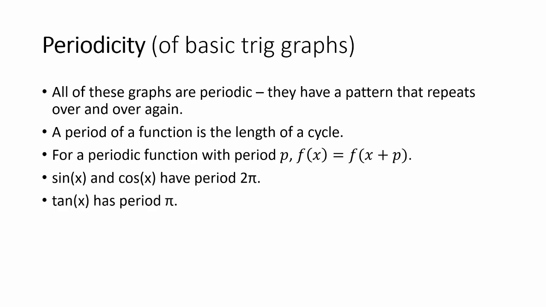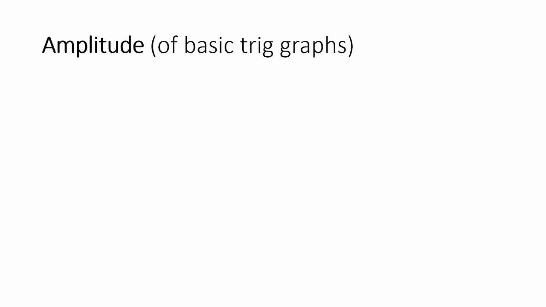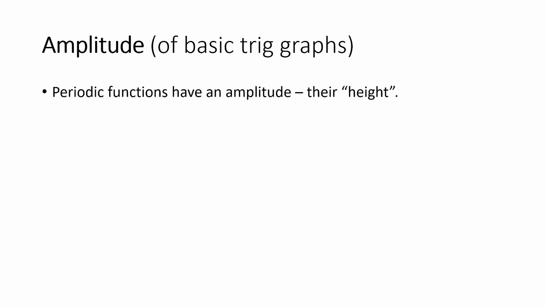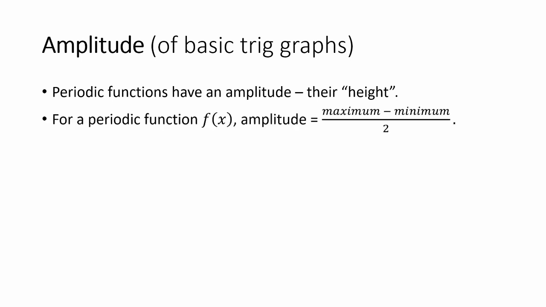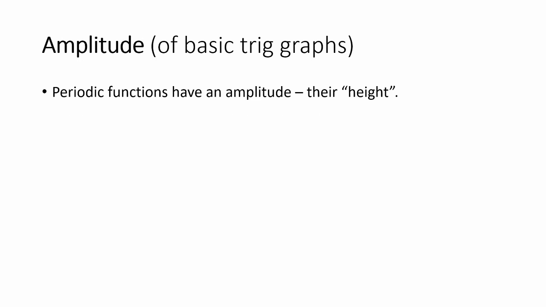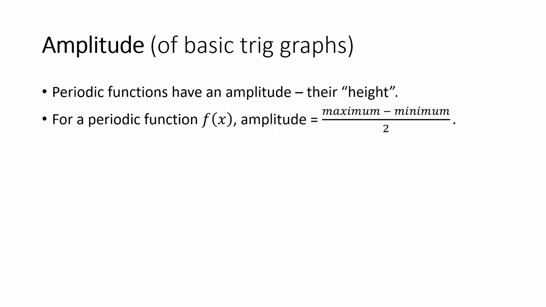Now, since the cosine and sine functions are waves, they have a property called amplitude, as all waves do. And the amplitude is sort of the height of the wave. This height is not the height of the entire graph. It's just the height from the middle of the graph upwards. So for a general function f of x, its amplitude is the difference between the maximum and the minimum value, but halved, as we're not interested in the entire height of the graph, just half of it.